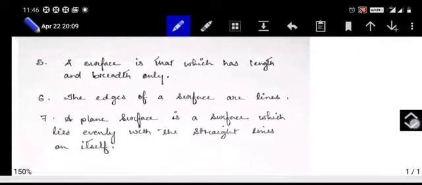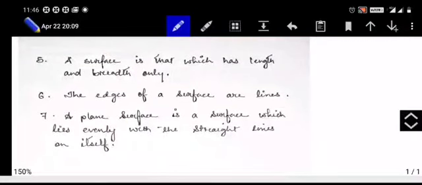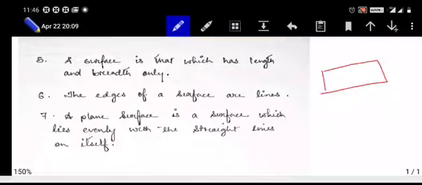Next comes the definition of a surface. You know that this is a surface, or you can say the top of a table is a surface. And it has length and breadth. You know, this is length and this is breadth. So a surface is what? Which has length and breadth.